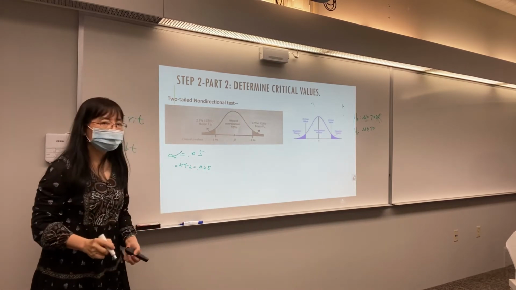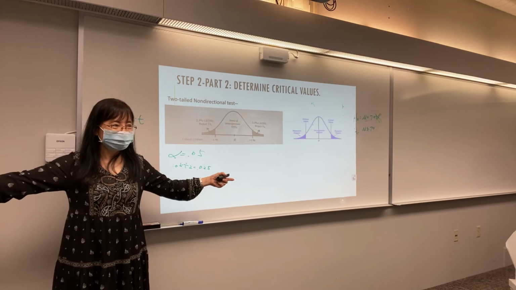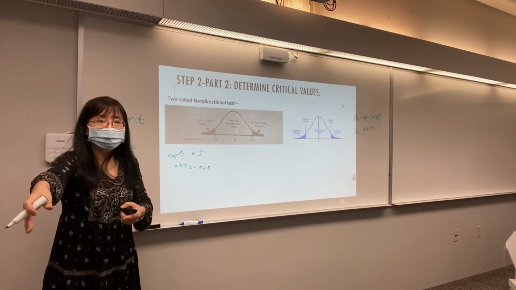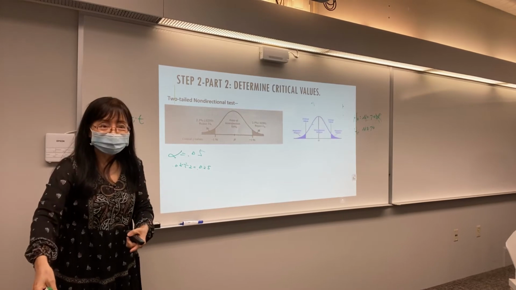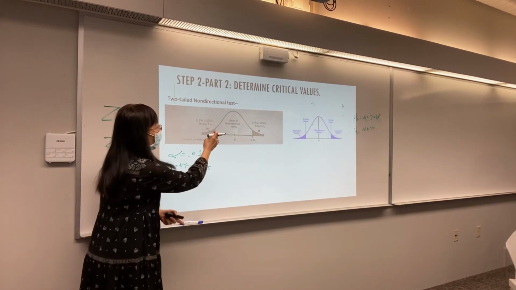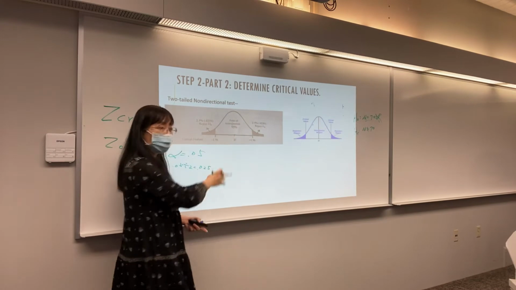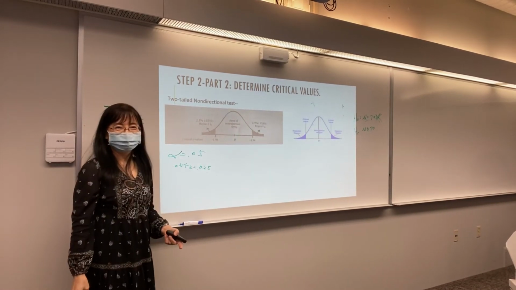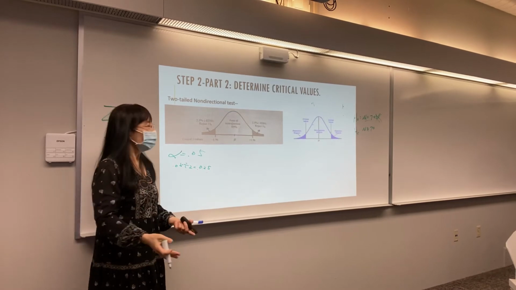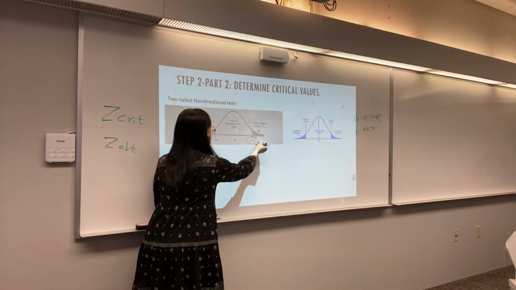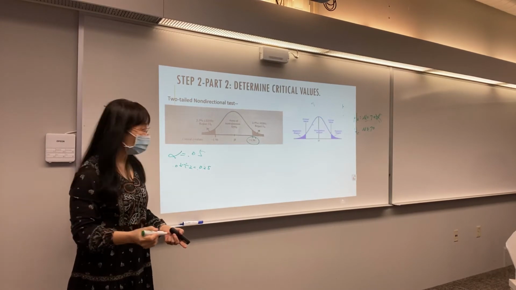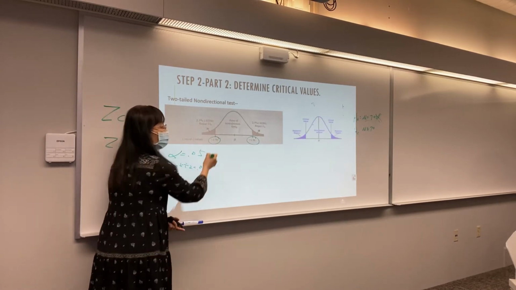Why divide by 2? Because it's 2-tailed, right? And then you just go to your table, C column, and find your 0.025, and then find the Z-score. We found it before, right? So you find it is 1.96, and then negative 1.96.